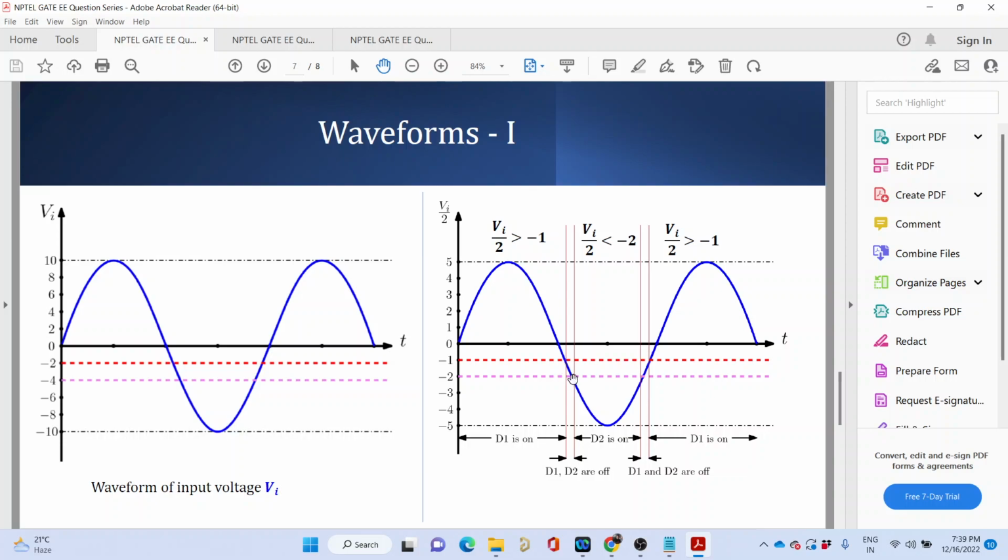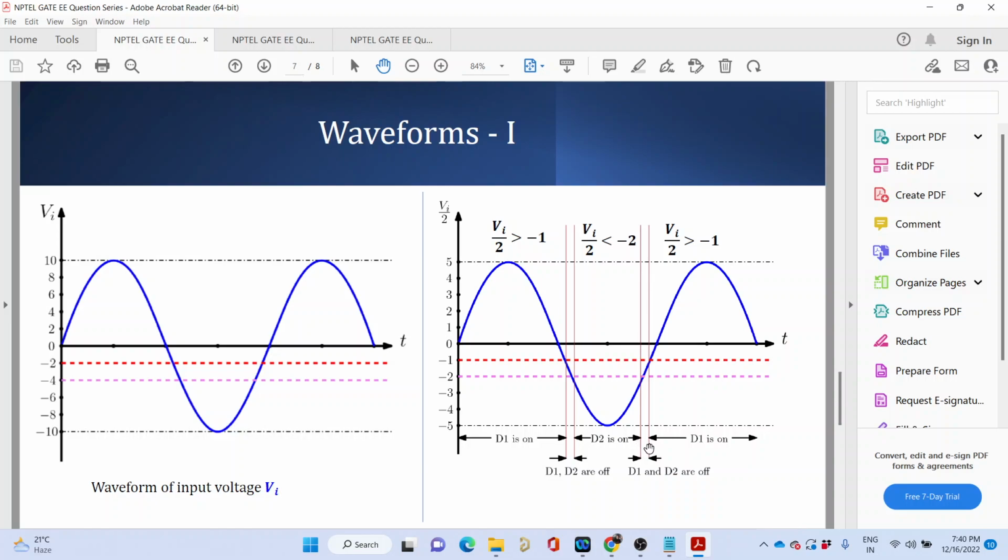Again, as I am moving away from this envelope formed by the red and the pink line, in this region the Vi by 2 is always less than minus of 2. That is, Vth is always less than minus of 2 volt. So it will again be clipped. D2 is on in this region.